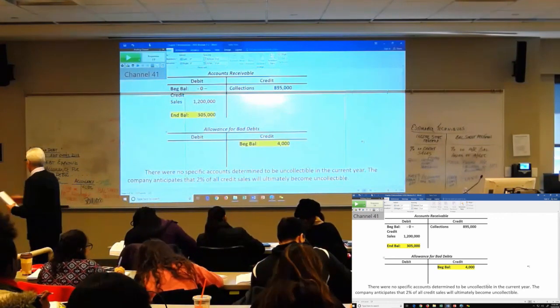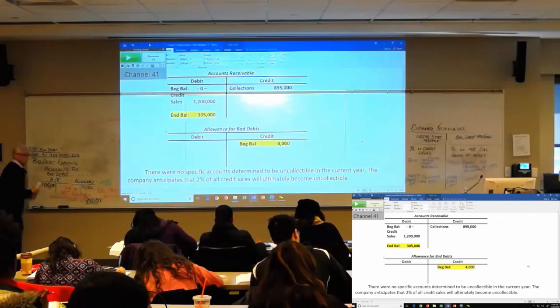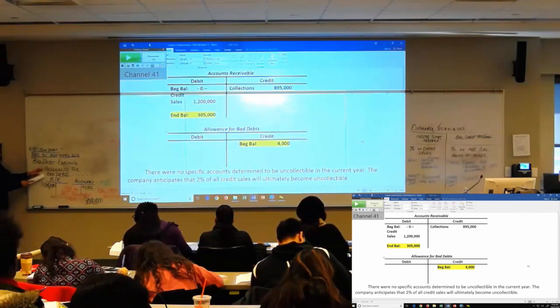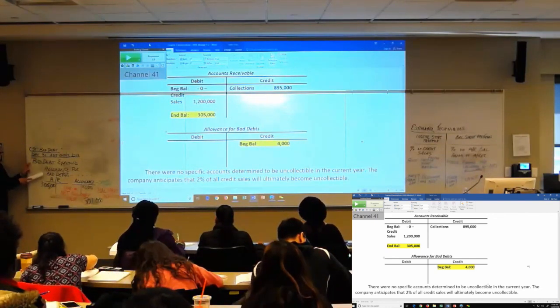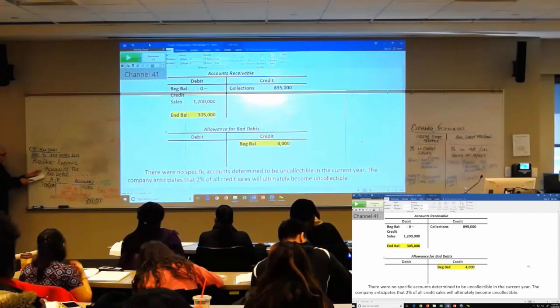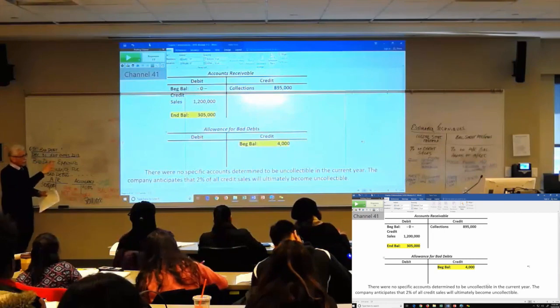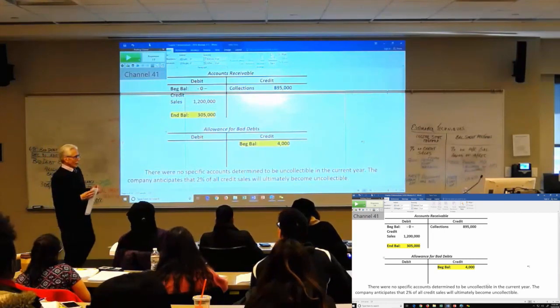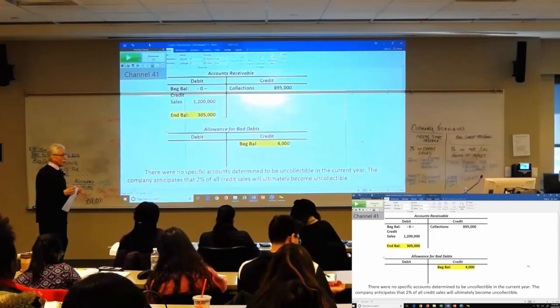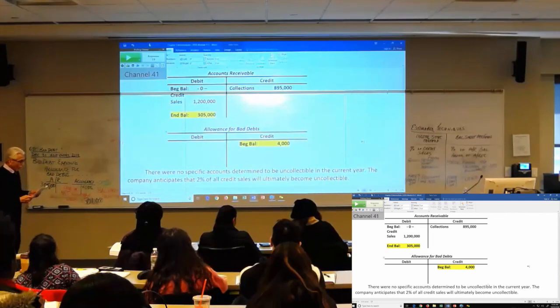Right, so again, remember, this entry's got a balance. So the amount you put in here will affect the expense and vice versa. When you put in the expense it will affect the allowance. So let's see how it works. Right now you're looking at a theoretical set of information.